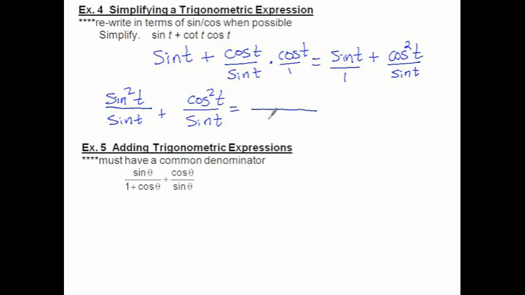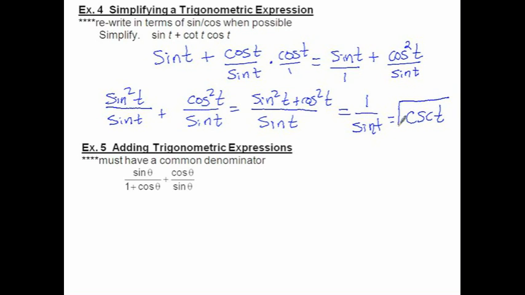Combine these guys together to the same denominator, so we just add the numerators together. Sine squared plus cosine squared. And from your identity sheet, sine squared plus cosine squared is 1. And then 1 over sine, of course, is going to give you cosecant of t. So after all that work, it goes down to that very little small thing right there.